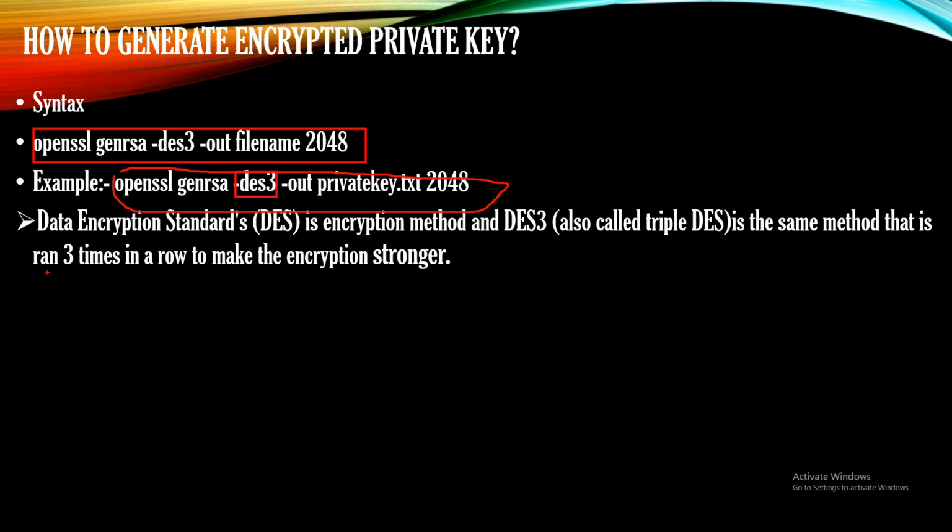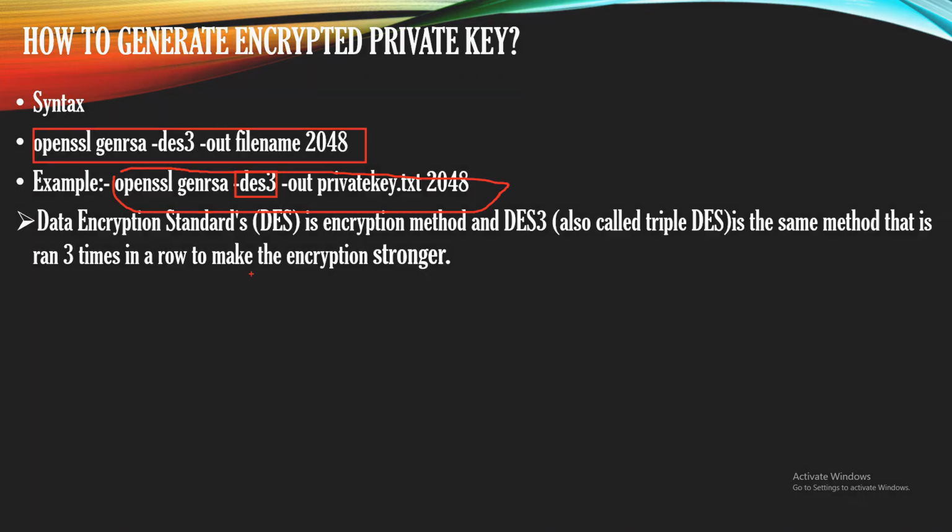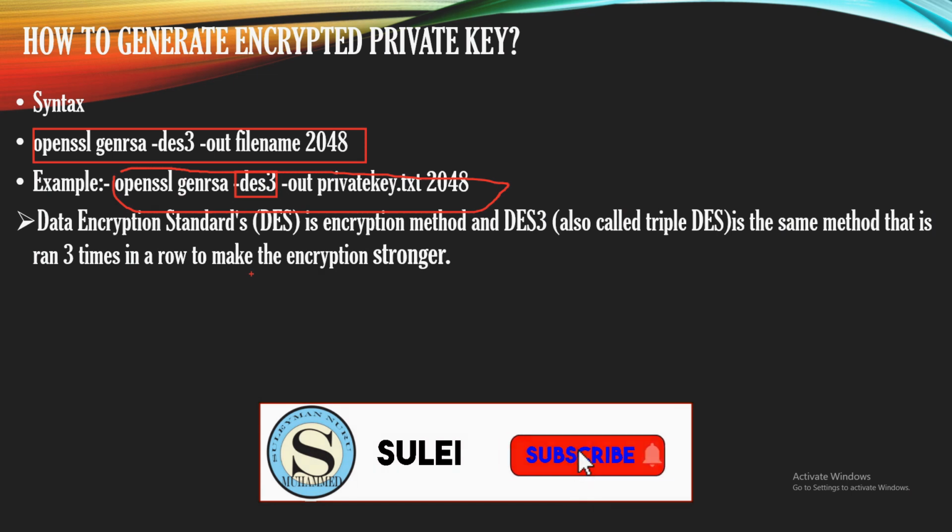DES3 is an abbreviation of Data Encryption Standard. DES is an encryption method, also called Triple Data Encryption Standard. It is the same method run three times in a row to make the encryption strong. We will see this in practical.